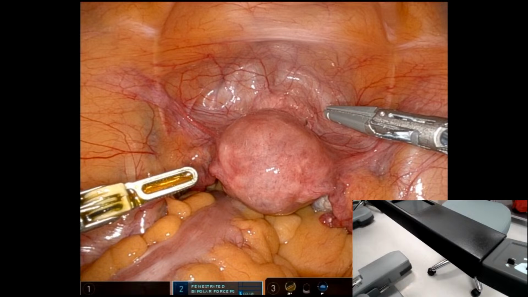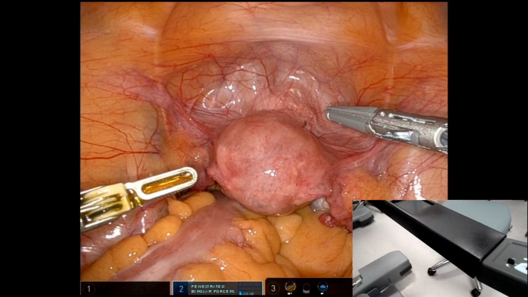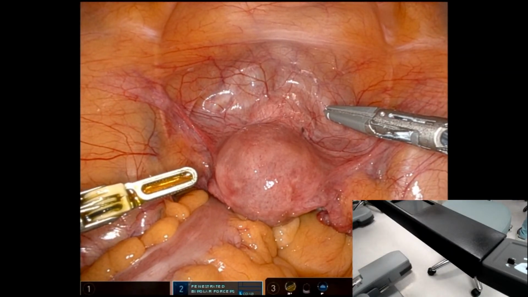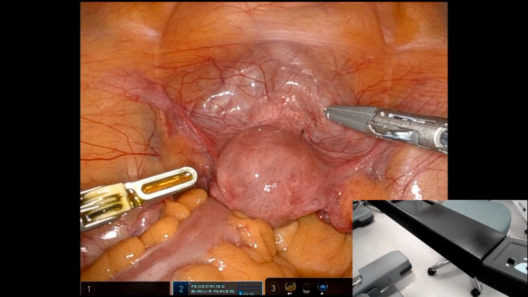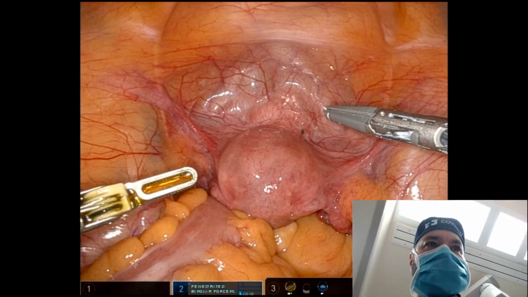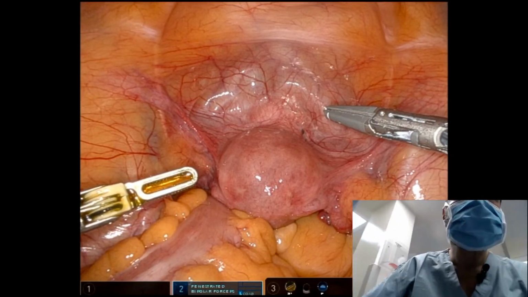Morning. Today we're gonna see a robotic hysterectomy. We're using the Da Vinci Xi system. We can see here the patient has a history of abnormal bleeding.